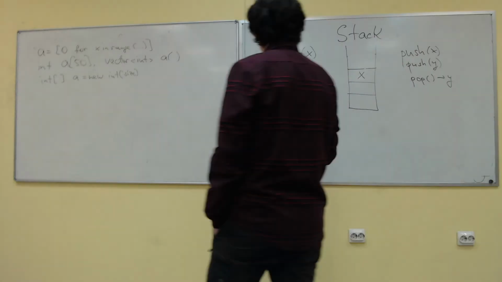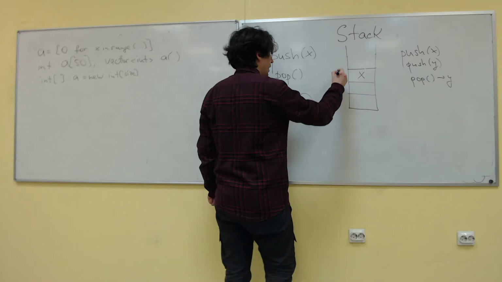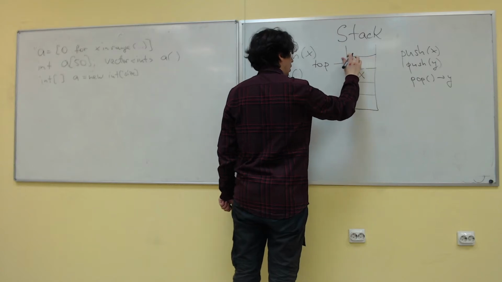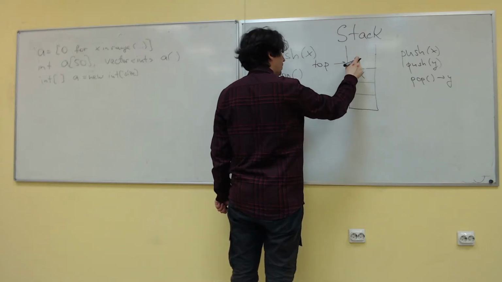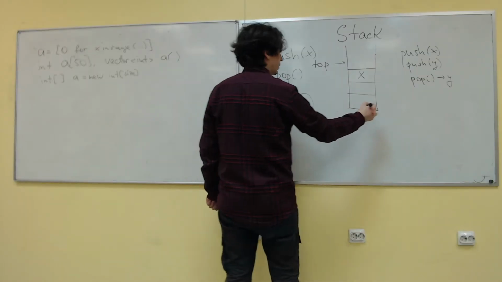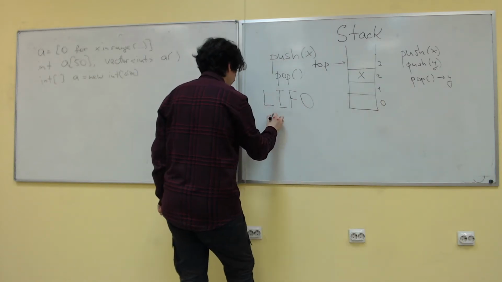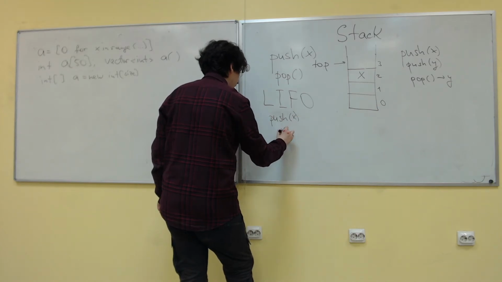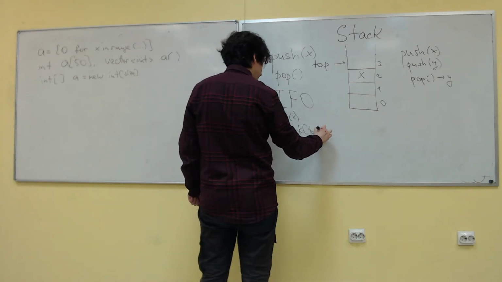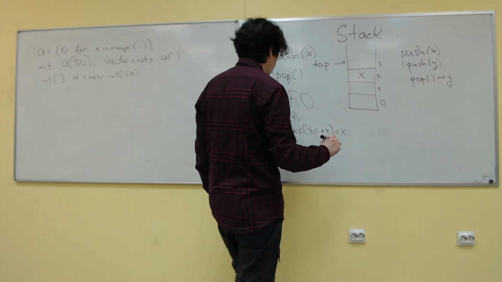So how to implement the stack? The stack is implemented very simply. You just maintain the top. Top is the topmost position that doesn't contain an element. So at the beginning, top is 0. So this is 0, 1, 2, 3. So push X is doing: set stack[top++] equals X.